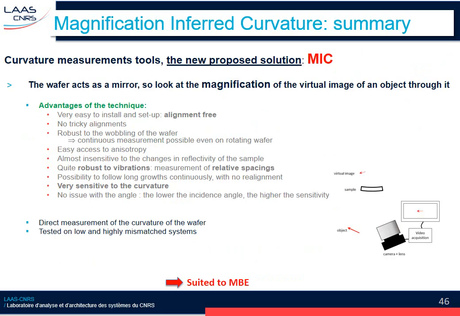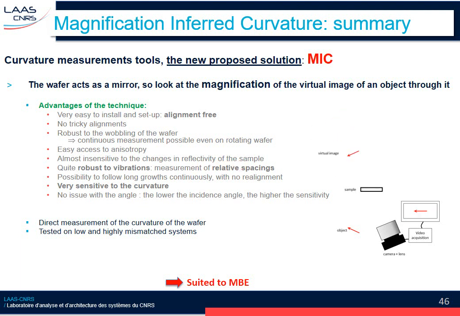So to summarize, there are many advantages to using this technique. First, it's very easy to install and it's alignment free. You don't have to do any tricky alignment before each experiment. It's a plug and play system. It's very robust to the wobbling of the wafer, so you can use it continuously while the substrate is rotating, which means that you can access the anisotropy. It's also almost insensitive to the change in reflectivity of the sample.